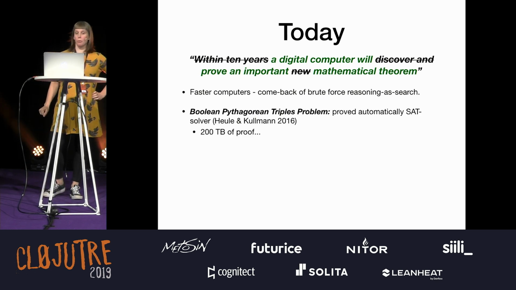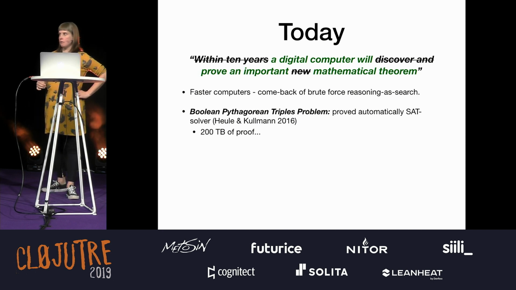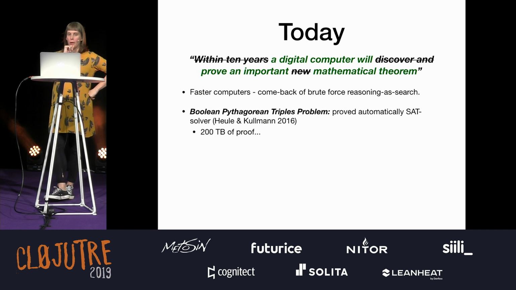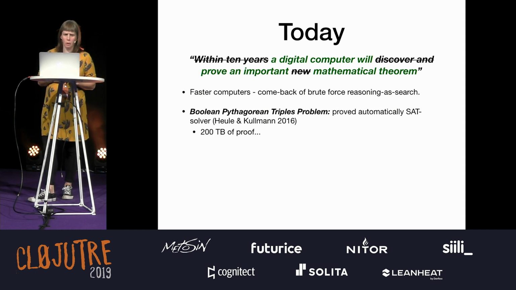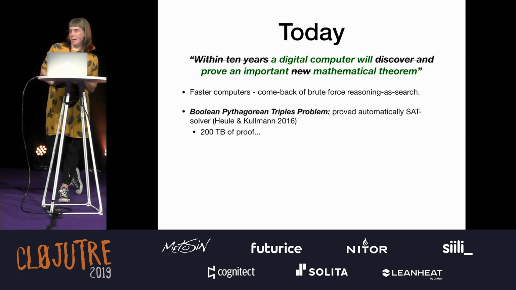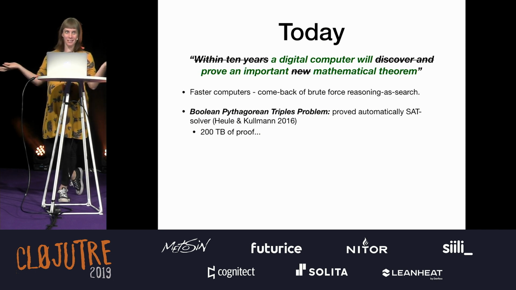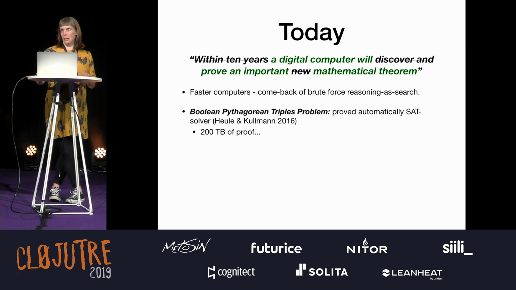a few years ago, there was an open problem in mathematics, the Boolean Pythagorean triples problem, which was proved automatically, no human involvement, by one of these SAT solvers. So this was in propositional logic. You only have true and false. The proof was 200 terabytes. But apparently there are statements in mathematics where you don't get away with smaller proofs. So 200 terabytes or nothing, take it or leave it. But this is very impressive, right? I don't think you could have done it without automated reasoning.